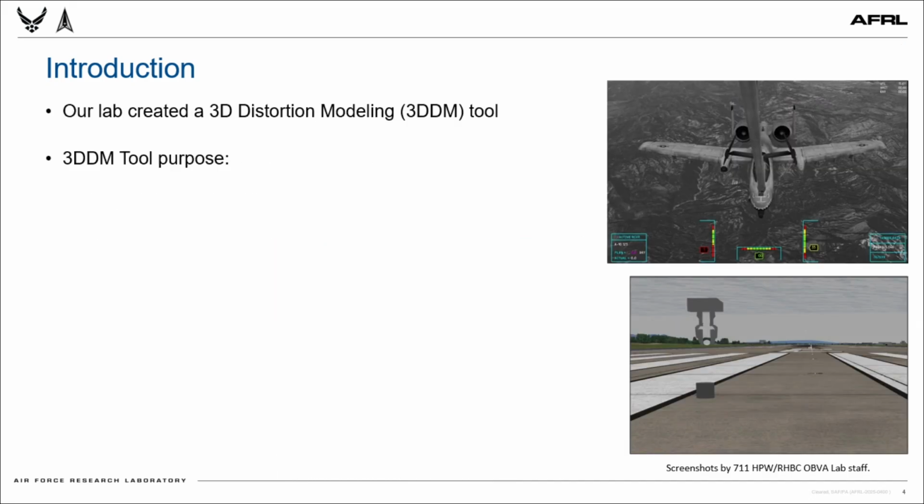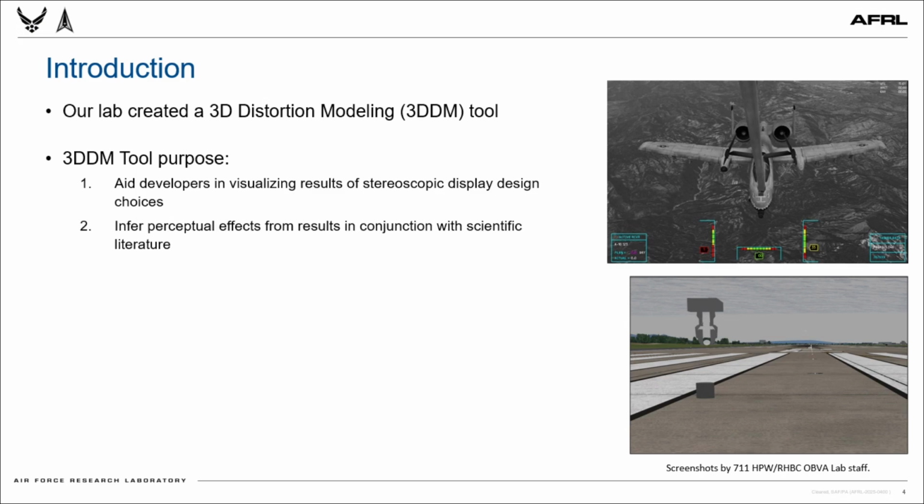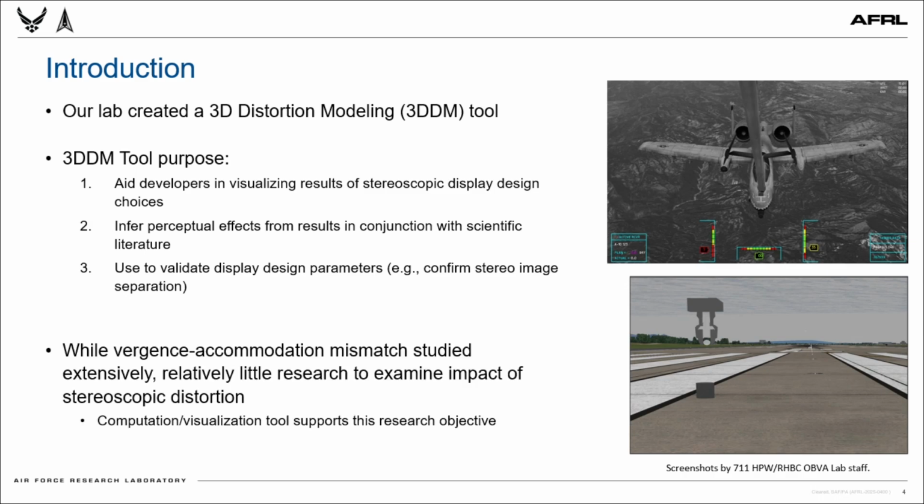So we put together what we're calling a 3D distortion modeling or 3DDM tool, and its purpose is threefold. One, to aid developers in visualizing the image space results of their display design choices. Two, once they look at that image space, they can go to the scientific literature and infer the perceptual effects of that space, what the user is actually going to see and how their visual system will react to that imagery. And just validate their design parameters, so confirm their output from that object space input.